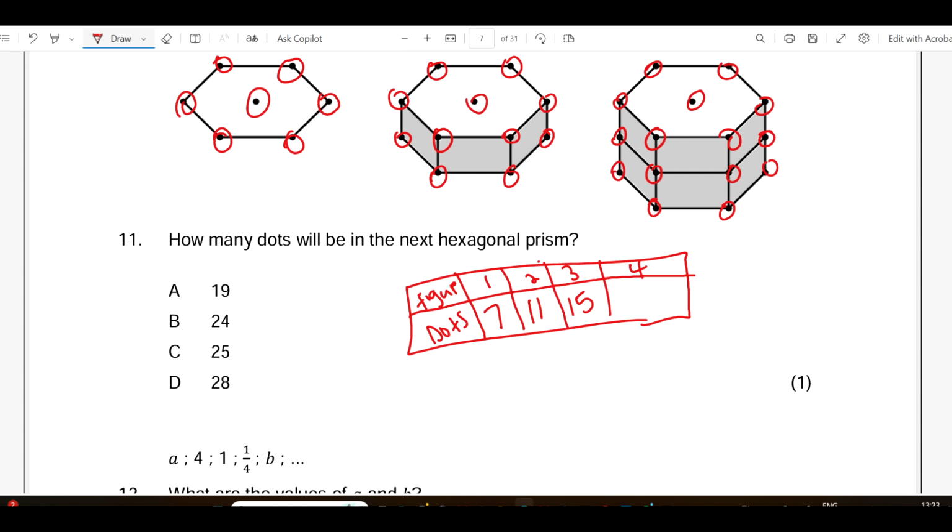Okay. So what's the difference, guys? What's the difference here? 11 minus 7, it's gonna be 4, and then we also have 4 here. And the next one, when we add the 4, we're gonna have what? 19. And the correct answer here is 19.